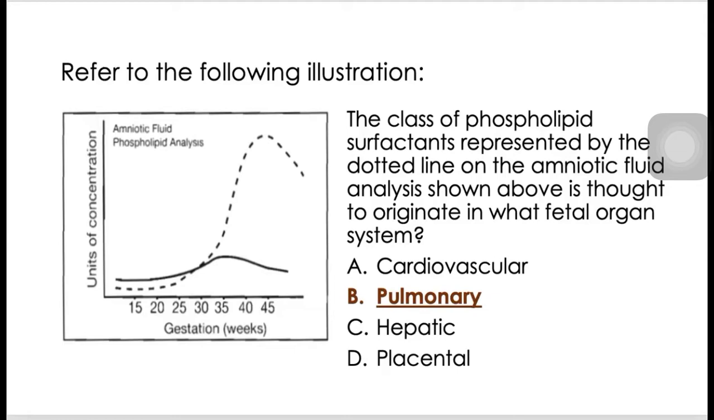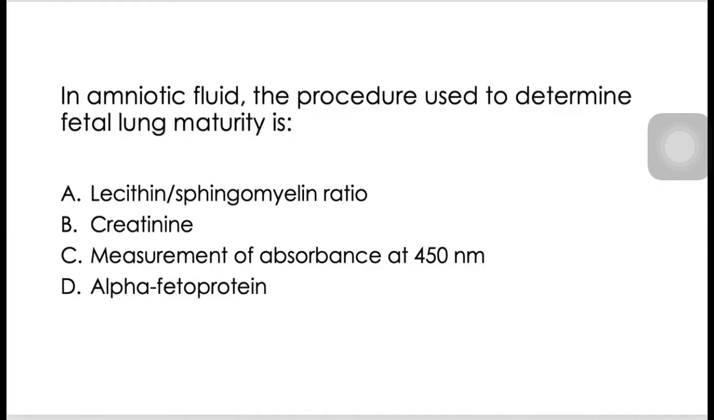The diagnostic test that we are using is your LS ratio, using thin layer chromatography, wherein the LS ratio should be more than or equal to 2. Other tests are your Amniostat-FLM, phosphatidylglycerol, and then we also have your lamellar body count as common tests, no, to assess fetal lung maturity. Okay. In amniotic fluid, the procedure used to determine fetal lung maturity is, so we have letter A, lecithin sphingomyelin ratio. One of the tests, nga po, to assess fetal lung maturity, wherein the sphingomyelin only acts as a control.